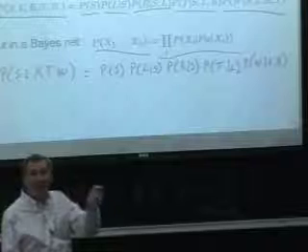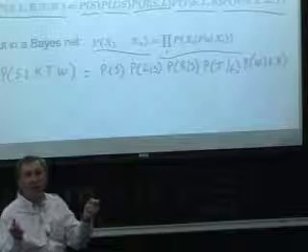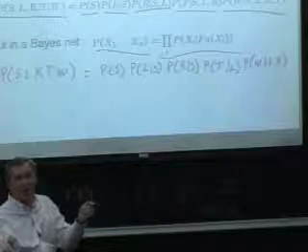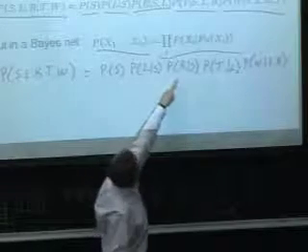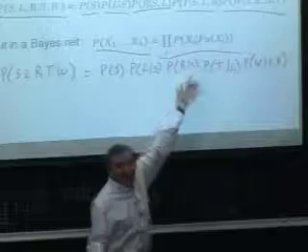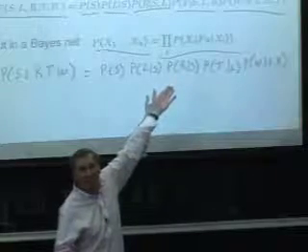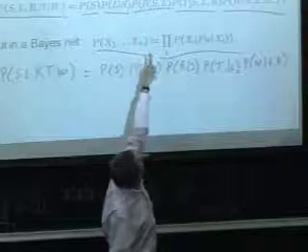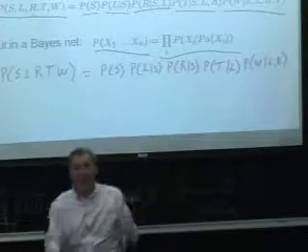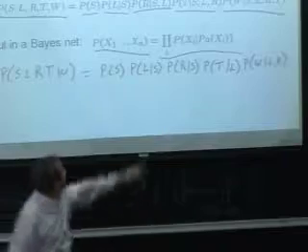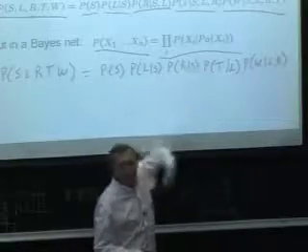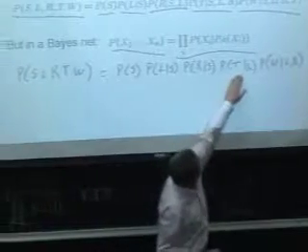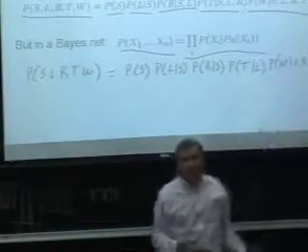And son of a gun, that matches the rule we said. A node is conditionally independent of its non-descendants given its immediate parent. So R is conditionally independent of L, that's a non-descendant of R, given its immediate parent S. And that's why we could shrink down what the chain rule would have given us to just P of R given S instead of P of R given S and L. And similarly, we can shrink down this term and this one.